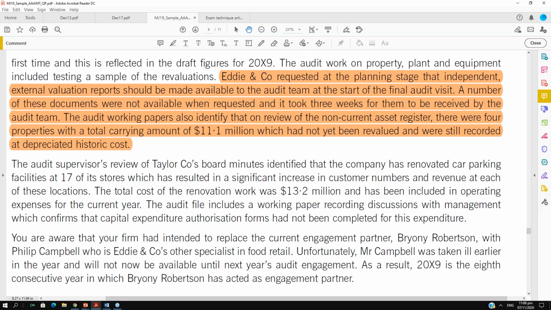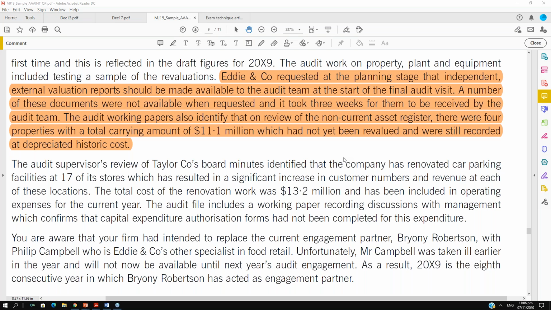Okay, go back to the case study. The next point. The audit working paper also identified that on a review of the non-current asset register, there were properties with a total carrying value of 11.1 million. Will you find the materiality of 11.1 million? There were properties with a total carrying amount of 11.1 million, which had not yet been revalued and were still recorded at cost. When we revalue, should we revalue the class of assets? Should we revalue the class of assets? So should we revalue every property?